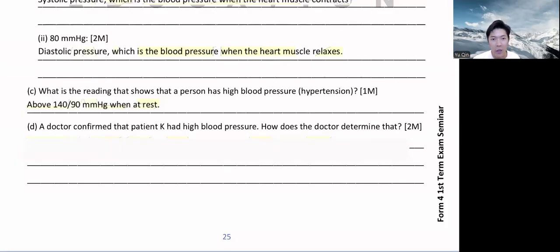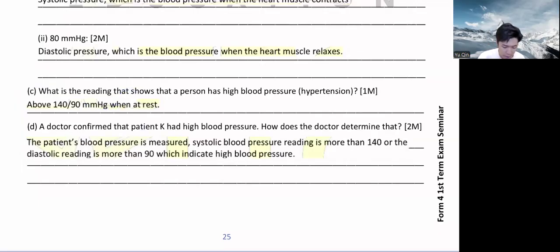Okay. A doctor confirmed that patient K had high blood pressure. How does the doctor determine that? That's a weird question. How does the doctor know it's high blood pressure? Okay, first thing, you have to test the patient's blood pressure. And to elaborate, the doctor found that the systolic is 140 or above and the diastolic is 90 or above. This is how we determine it.